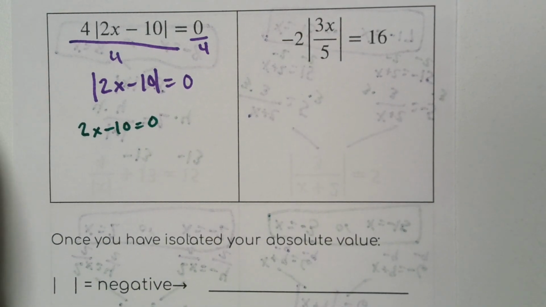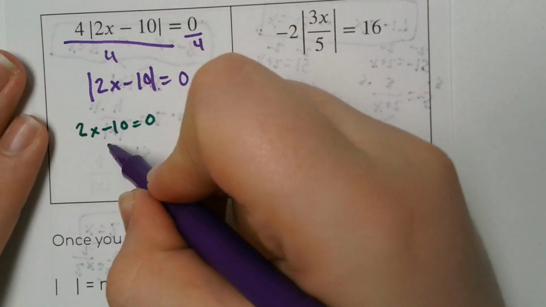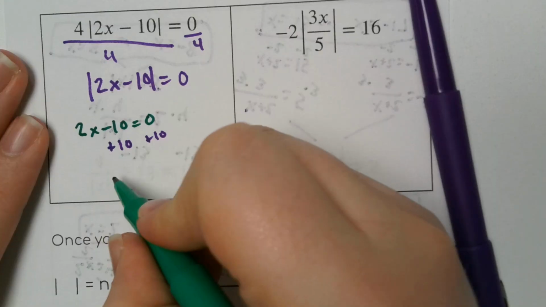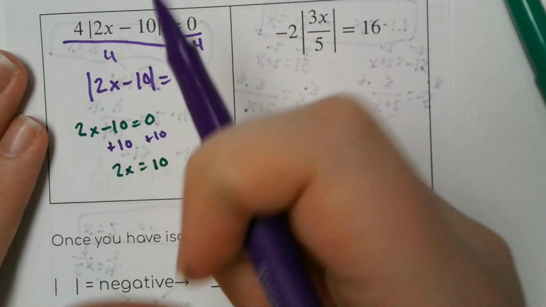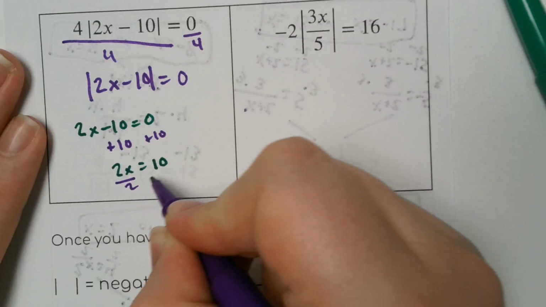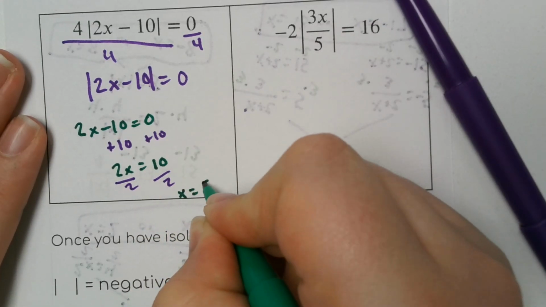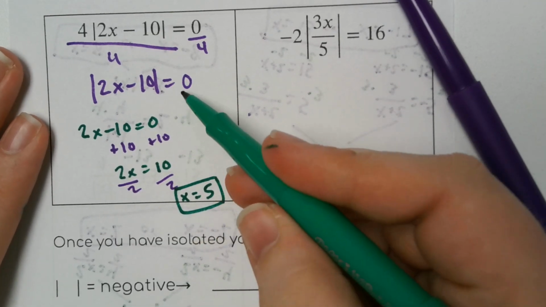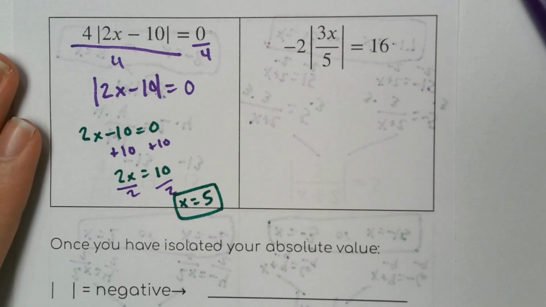So 2x minus 10 equals 0. We solve it. So we would get 2x equals 10. Then we divide by 2. We get x equals 5. So how many solutions do we have when it equals 0? One solution.